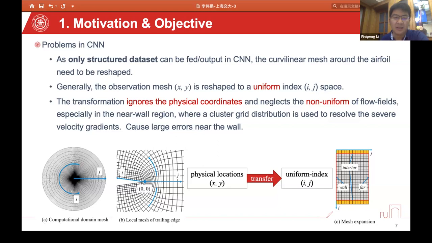And second, the transformation will neglect the non-uniformity of the fluid field, especially in the near wall region. Because in the near wall region, we use a very fine grid distribution to resolve the severe velocity gradient. So if we use CNN, it may cause large errors near the wall. This is a problem in CNN, we think.